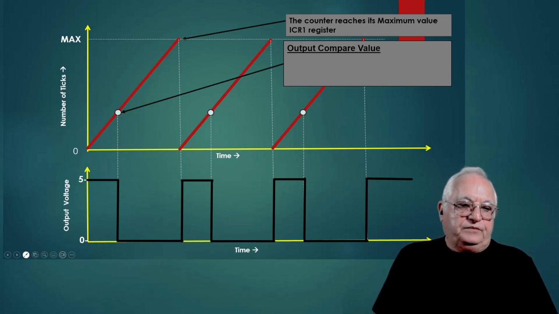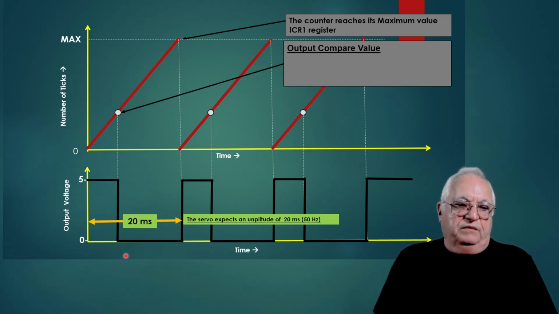Now, there are certain fixed parameters in this signal that we have to maintain. One of them is the 20 millisecond period, because no matter what servo motor you have, you are required to put out a frequency of 50 Hertz, which means that your signal is going to have to be 20 milliseconds.